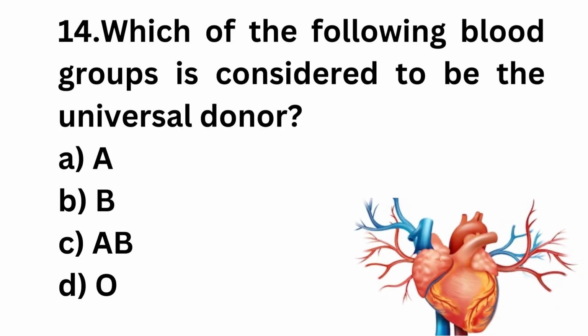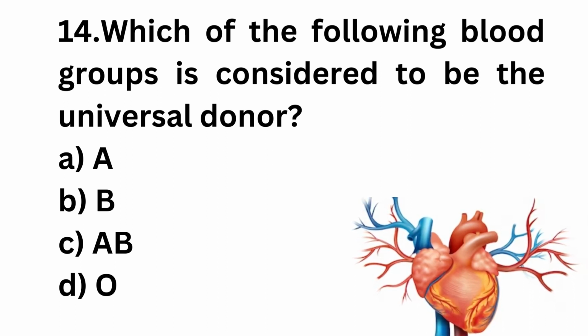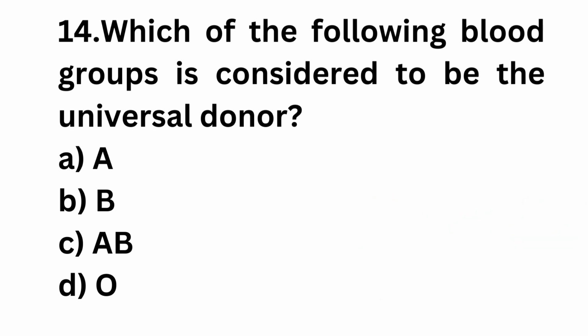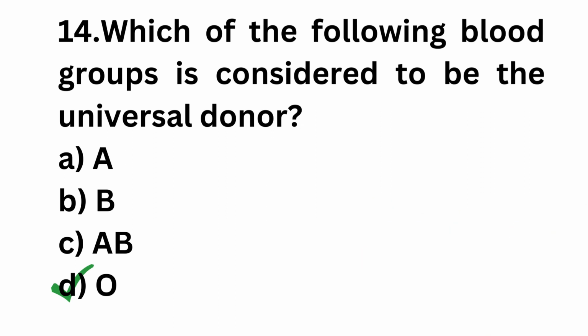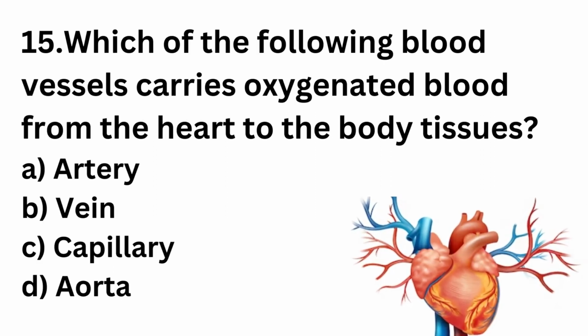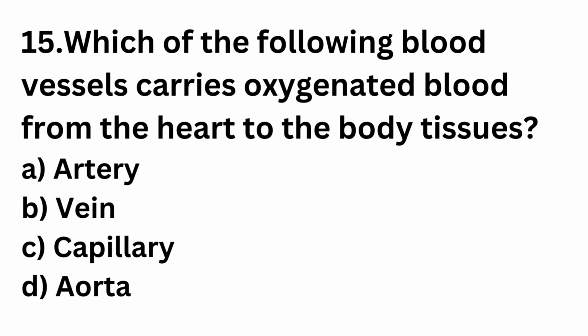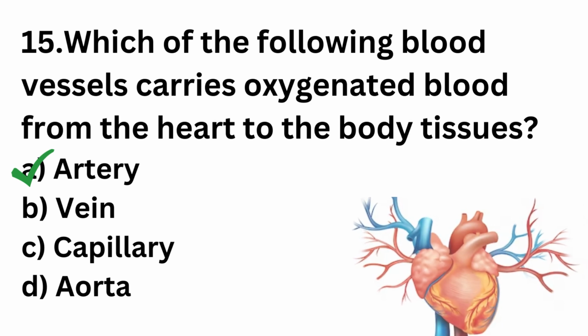Which of the following blood groups is considered to be the universal donor? Blood group A, B, AB, or O? Answer is blood group O. Which of the following blood vessels carries oxygenated blood from the heart to the body tissues? Artery, vein, capillary, aorta. Answer is artery.